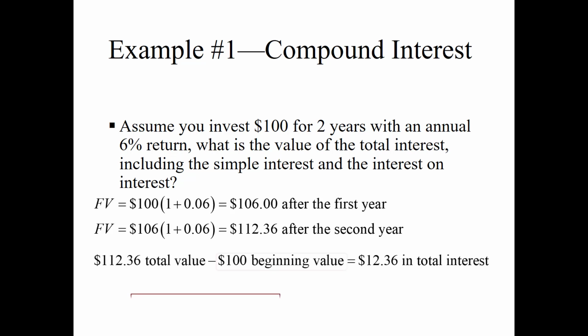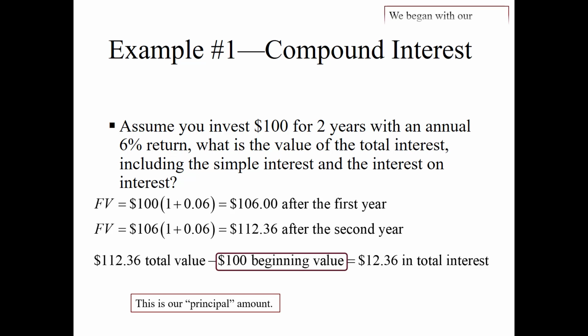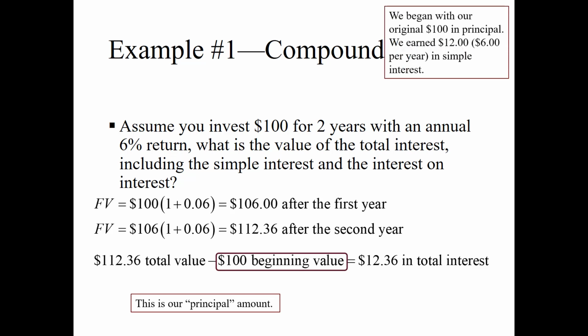So, our $112.36 minus our beginning value or principal amount of $100, and what we find is that we had $12.36 in total interest. And we know that we began the problem with our original $100 in principal, we earned $12 in simple interest, and that means by leaving the money invested in the bank, we earned an additional 36 cents with compound interest.